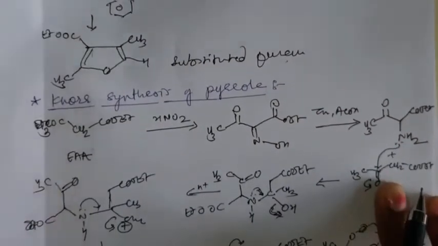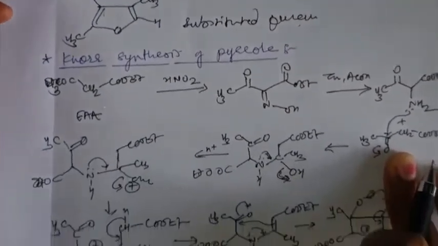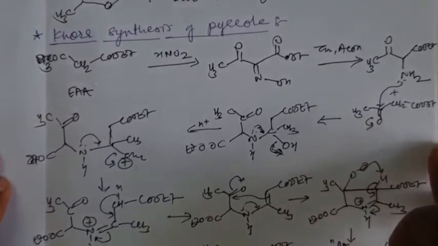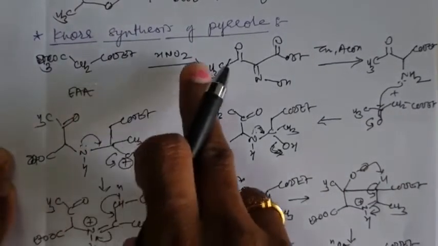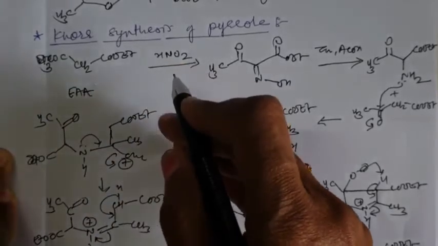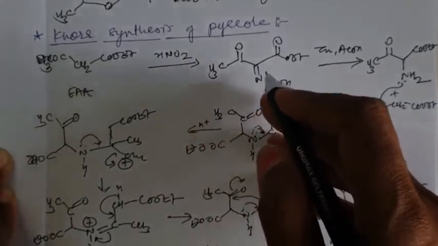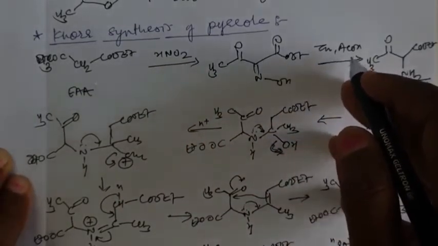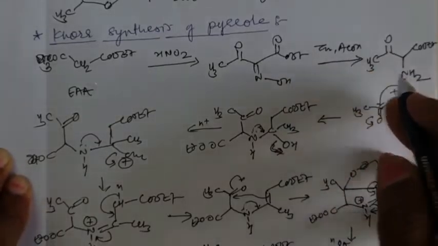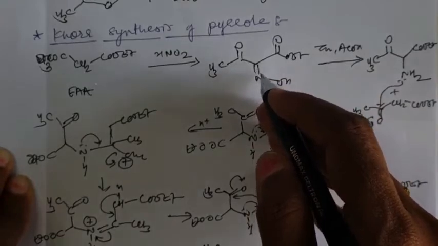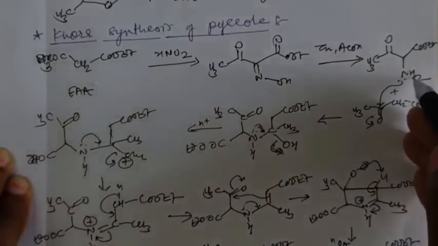Now next is the Knorr synthesis of pyrrole. Here in this Knorr synthesis of pyrrole, we are again going to use the ethyl acetoacetate molecule and treat it with nitrous acid. Okay, HNO2, not HNO3. So it forms the oxime, C double bond N OH. Then in presence of zinc and acetic acid, it forms NH2, C double bond O. Now it undergoes reduction. There is addition of hydrogen atom, removal of OH, so it is a reduction reaction.